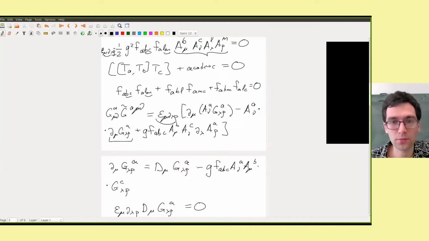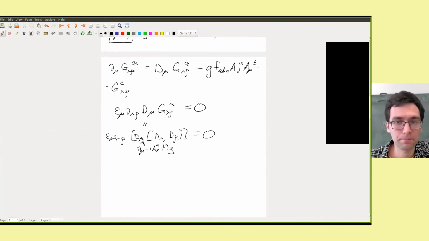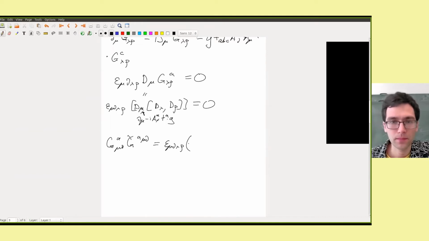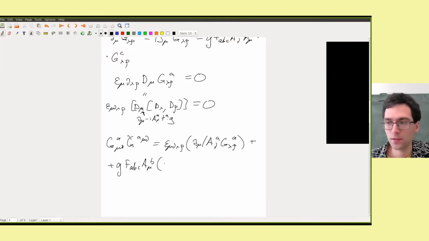Okay, so this term we rewrote in terms of this. So in the end, what we have is G A mu G dual A mu equals, so it will be epsilon mu lambda rho d mu A nu A G, G lambda rho A, total derivative already, and then plus G F A B C A mu B times, so here 2 A nu A d lambda A rho A plus A nu C d lambda A rho A.